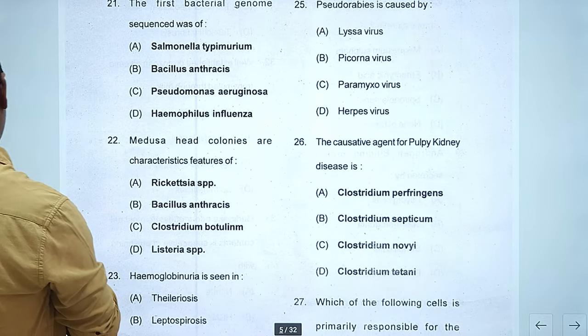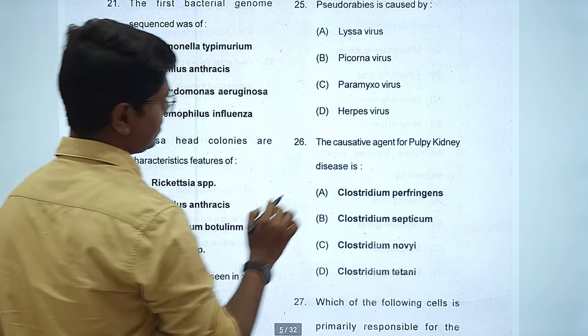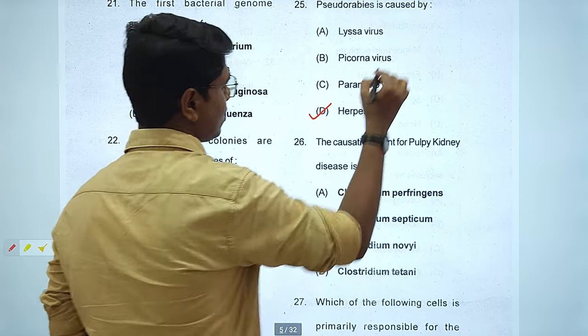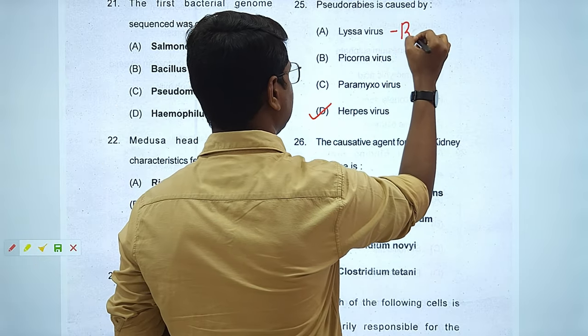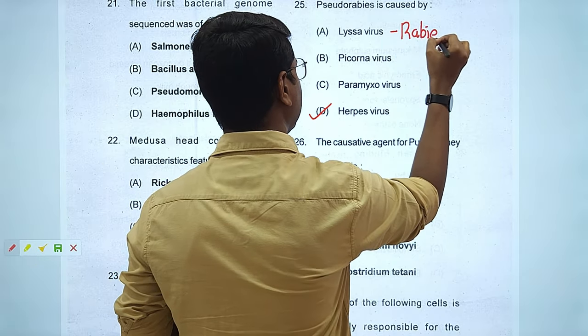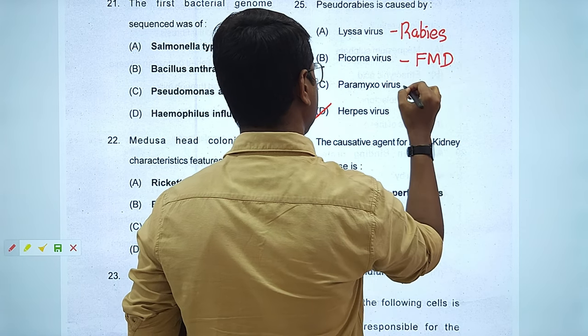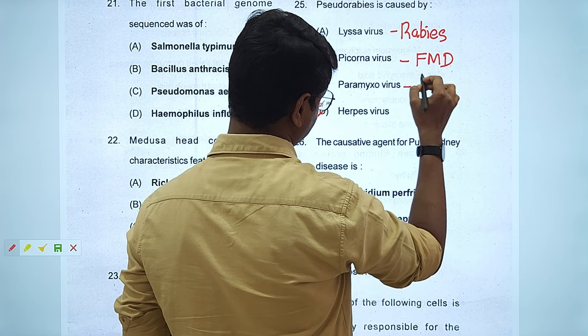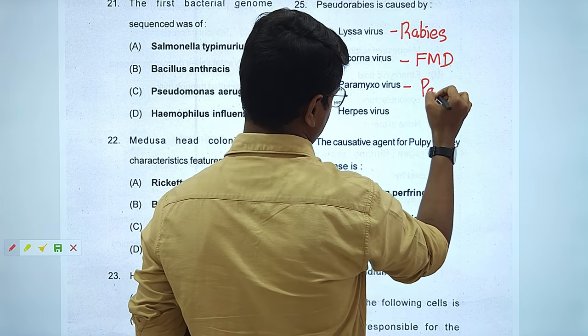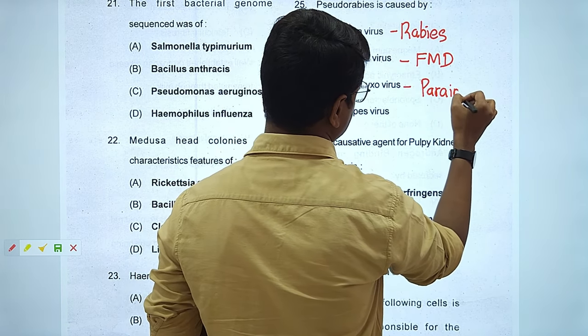Next question, number 25. Pseudorabies is caused by herpes virus infection. Lyssavirus causes rabies. Picornavirus causes FMD. Paramyxovirus causes parainfluenza.